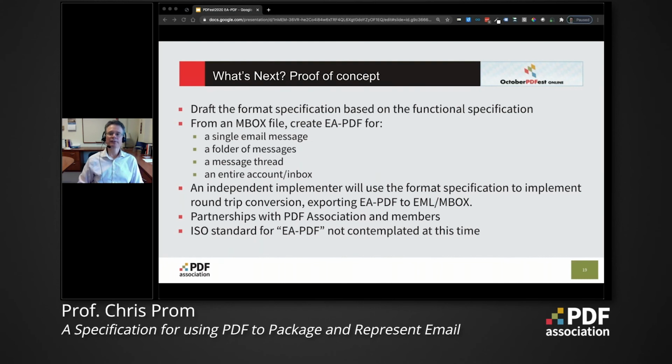In terms of what's next, essentially, we're looking toward a proof of concept. We would like to draft the formal format specification based on the functional spec, which we've laid out in the document that I've referenced, and then build a proof of concept, a minimum viable product: an Mbox to EA PDF creator, essentially a command line style tool that would create an EA PDF from a single email message, a folder of messages, a message thread, and potentially an entire account or inbox.